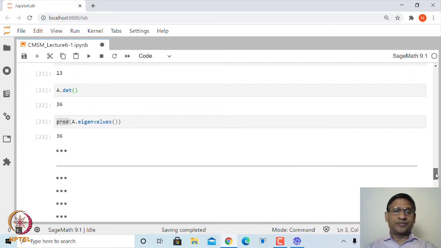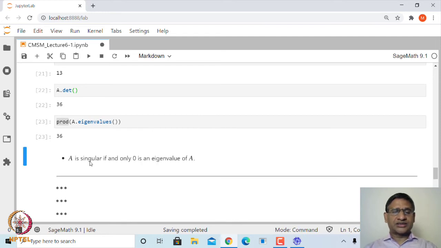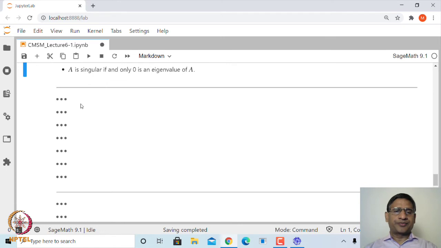Of course, it requires proof, and if you look at any standard book on linear algebra, it will give you the proof. Next, as I already mentioned, in case 0 is an eigenvalue of A, then the determinant must be 0. In particular, the matrix must be singular, and vice versa, right.